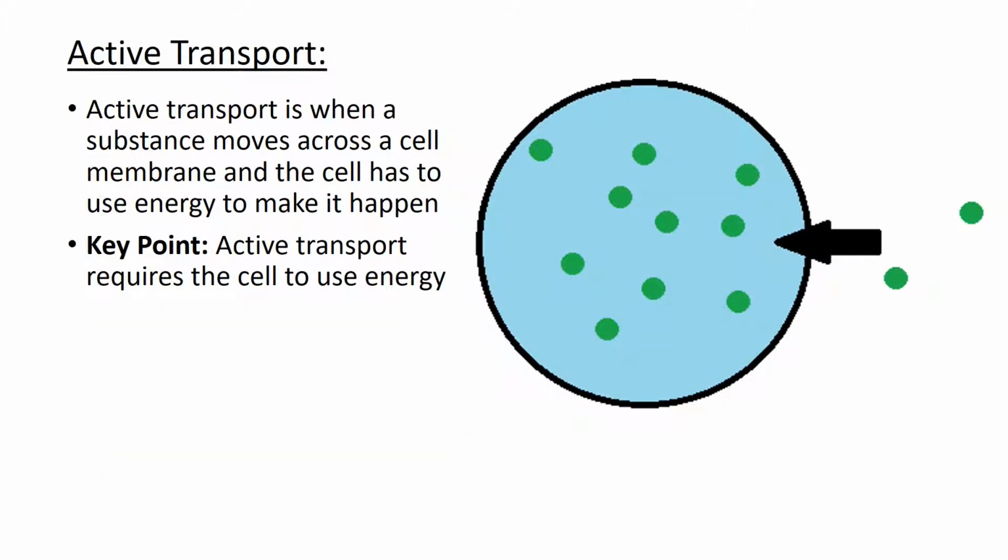Another type of movement across cell membranes is active transport. Active transport is when a substance moves across a cell membrane and the cell has to use energy to make this happen. And the key point here is that active transport requires the cell to use energy.